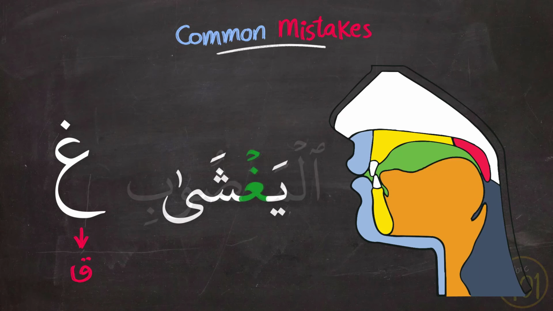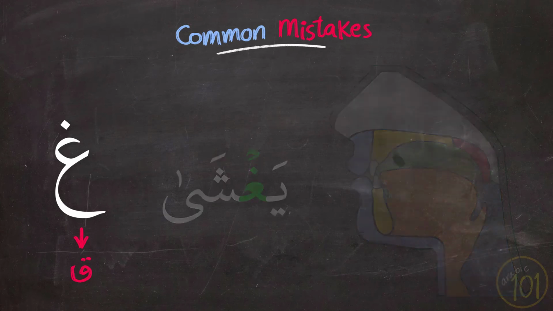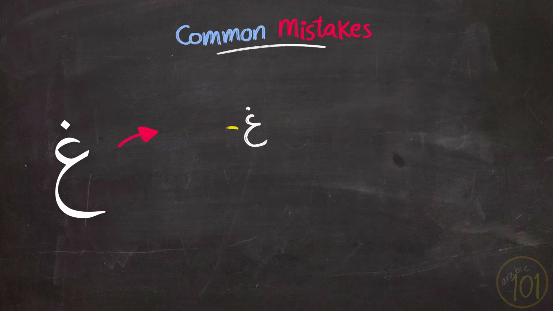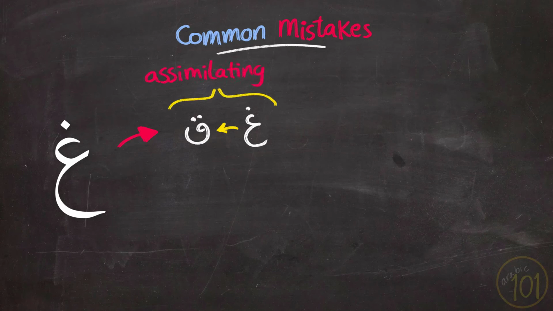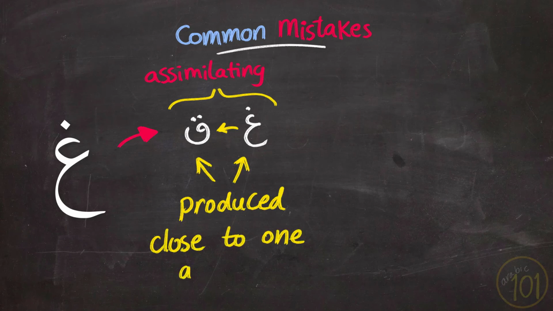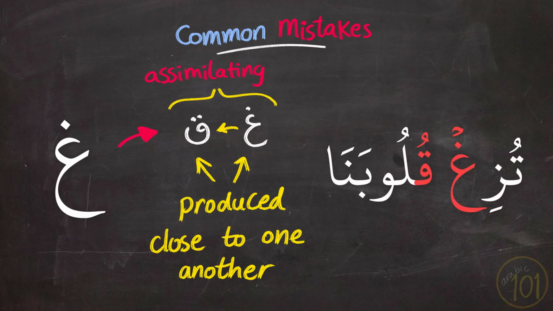Al-maghdoob yaghsha. The second mistake is if the ghain is followed by qaf. There is a chance of mixing both of these two sounds together or assimilating them into one another, since these two sounds are rather close as to where they come from. The mistake sounds like this. تُزِغْ قُلُوبَنَا. While it should sound like two separate letters, since these two sounds cannot and should not be assimilated.